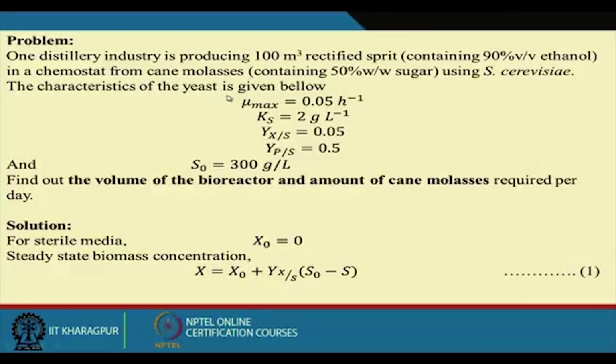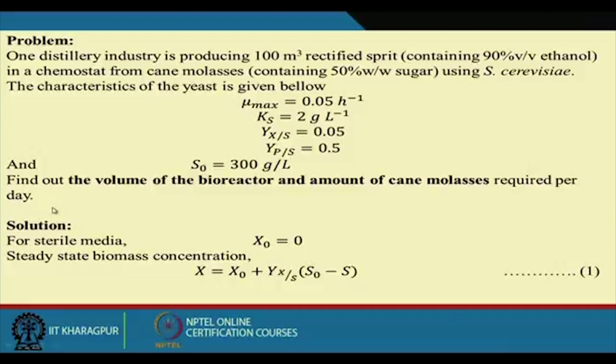The characteristics of the yeast cell are given here. This is under anaerobic condition; under aerobic condition, the characteristics of the organism will be different. So mu max is 0.05 per hour, Ks is 2 gram per liter, Yx/S is 0.05, Yp/S, where P means ethanol, gram of ethanol per gram of substrate consumed, is 0.5, and S0 is 300 gram per liter. Find out the volume of the bioreactor and the amount of cane molasses required per day.